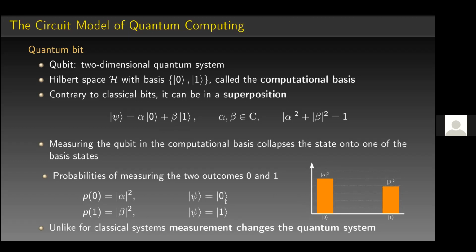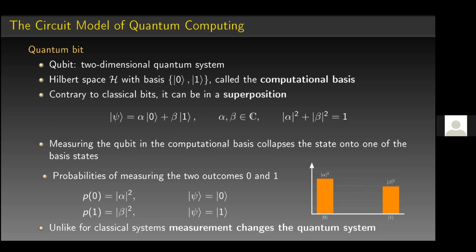And you also see the difference with respect to a classical system, because eventually the measurement changes my qubit state. So after I have measured it, it collapsed onto a basis state, and I will always measure the same outcome. So that's very different from a classical system, where you can measure arbitrarily often and you do not change the state.